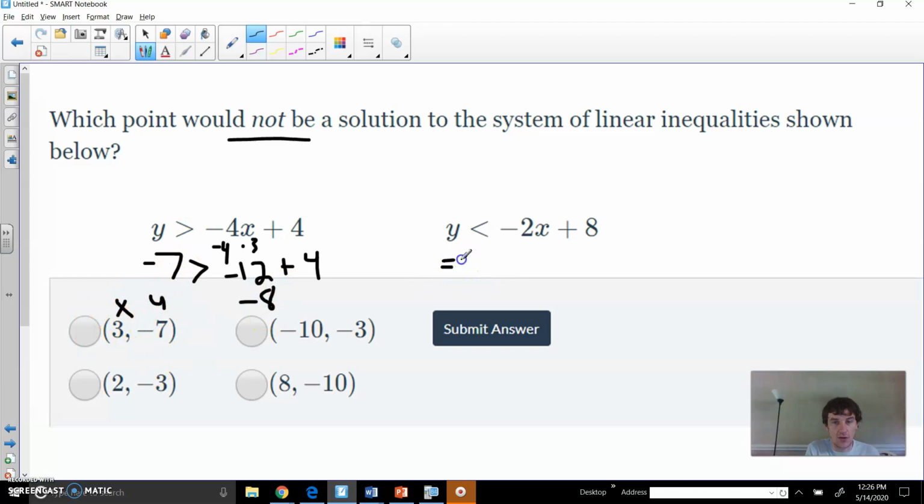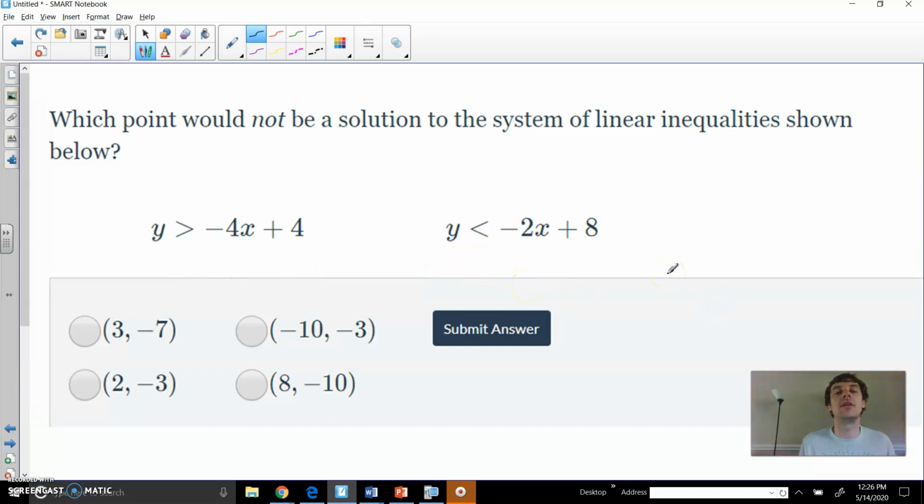Let's check to see how it works in the second one. Is -7 less than -2 times 3? That'd be -6. Let's add 8 to that, which is the same as 8 minus 6, giving me 2. And that's another true statement: -7 is less than 2. So because I want one that is not a solution, I don't think I want to pick this one.